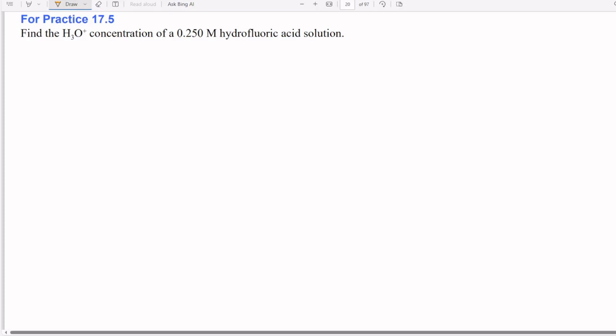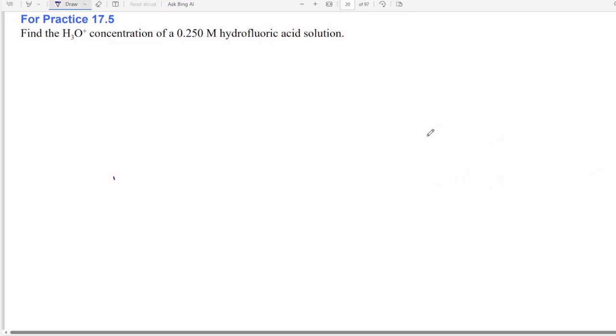Next we'll work a for-practice problem. Find the hydronium ion concentration of a 0.250 molar hydrofluoric acid solution. So this is similar to the problem that we just did. We'll need to write our balanced equation. We're going to use that to set up an ice table. We're going to use our ice table, the equilibrium row, to set that equal to the Ka for hydrofluoric acid, solve for X, okay, and then use that to calculate our hydronium ion concentration.